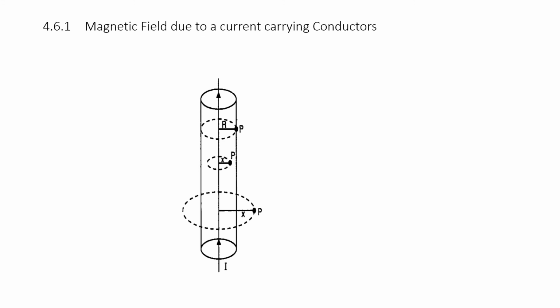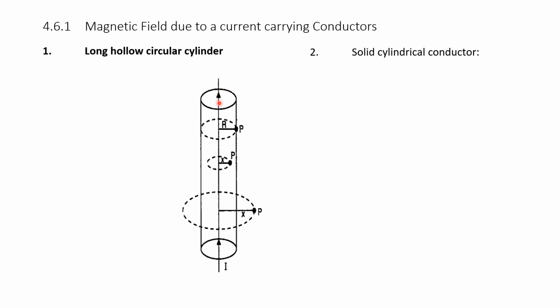Let us find the magnetic field due to a current carrying conductor. There are two cases. One is when the conductor is hollow, that is, a hollow cylinder shape. There is nothing in the center. Only the metallic portion is outside. It is hollow in the center.